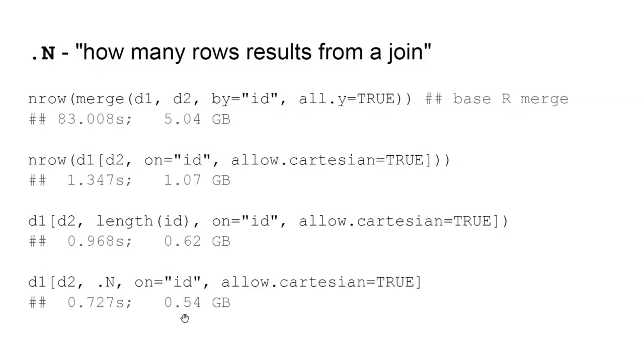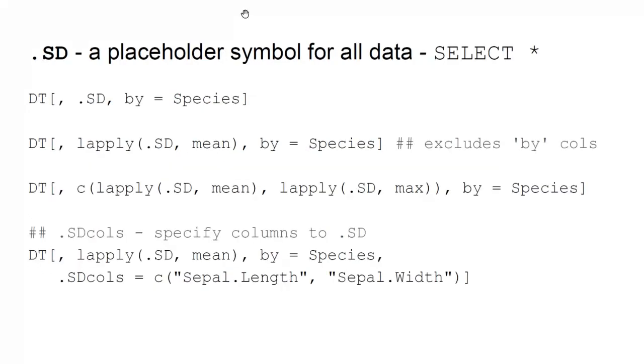So as we can see, in some cases it makes a difference, because if we don't have enough memory, it will just crash and we don't have any results at all. Then .SD is a placeholder for cells, kind of like select star from SQL. Here are a few examples of the .SD usage.